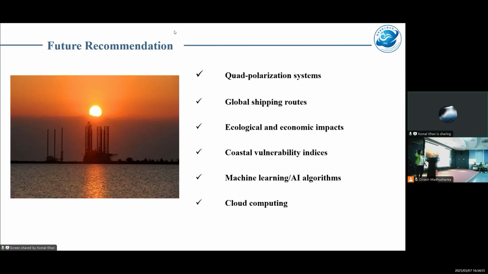And this method can be shifted to cloud computing platforms so that we can analyze more and more images, because it always needs too much computational power, and our systems usually are not capable of that. So if we do it on cloud computing platforms, then we can enhance our study area as well.